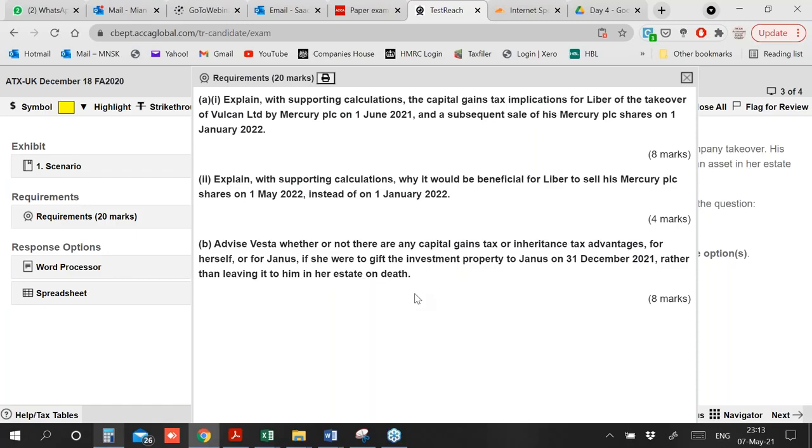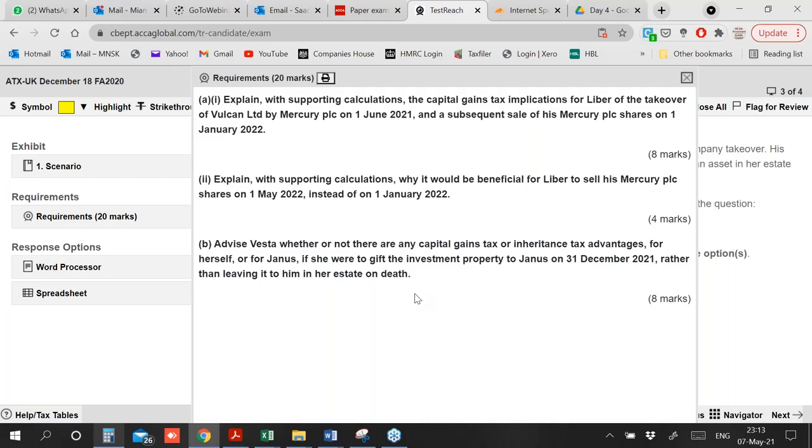Now, about Janus. If you give it to Janus, obviously Janus will be acquiring at a loss. So at the moment, Janus will not have to pay any tax, because he's not getting the asset at a gain, he's getting the asset at a loss. So Janus will not have to pay any tax, and you do not have to pay any tax as well.